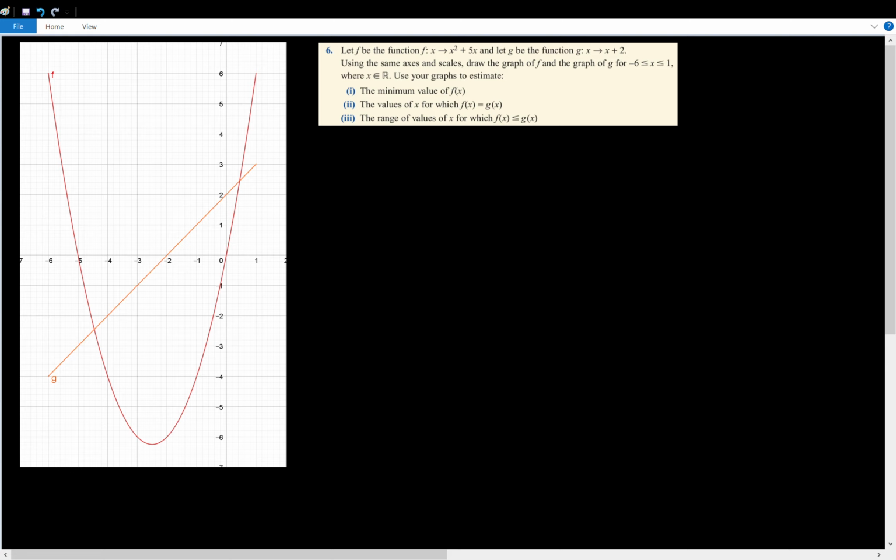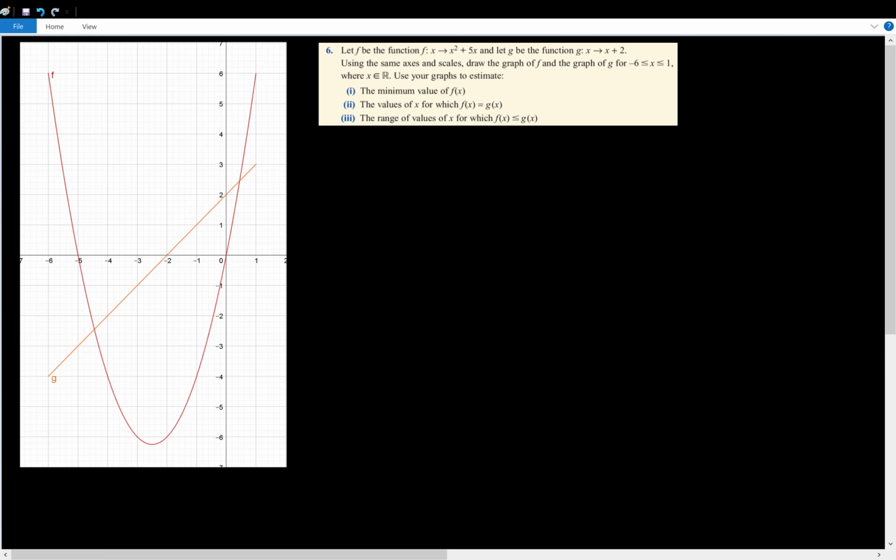Now, how you go about graphing a curve like f of x and a line like g of x is explained in other videos on this channel. We're just going to instead look straight to the questions. So now that our graph is done, which we can see over here on the left, we have to first of all find the minimum value of f of x.